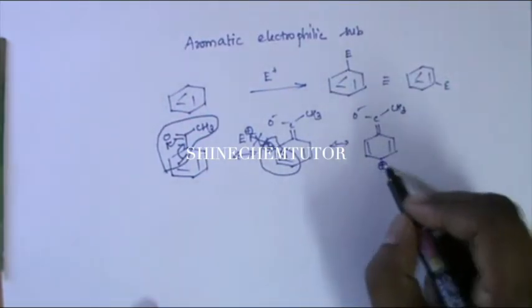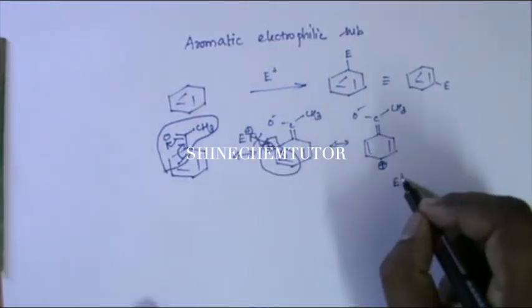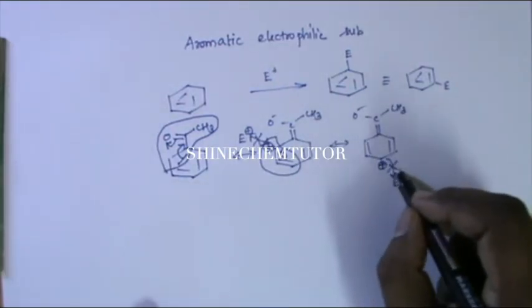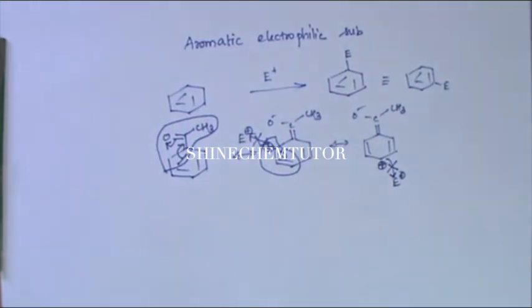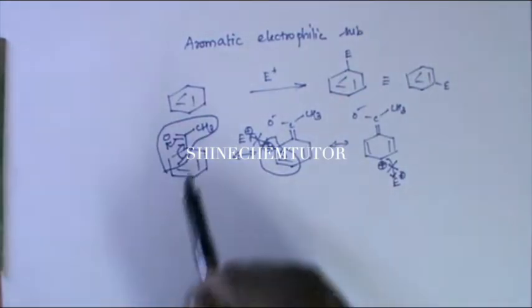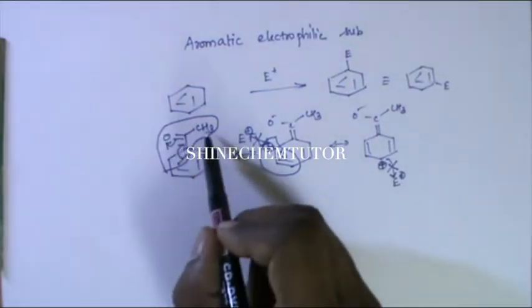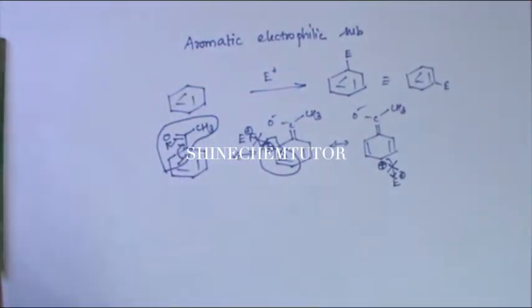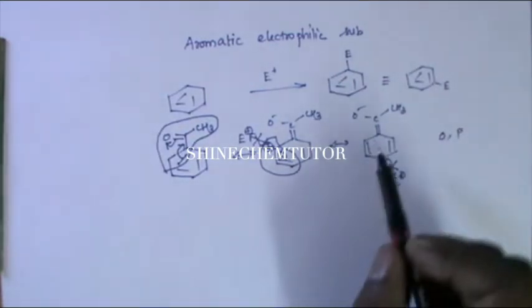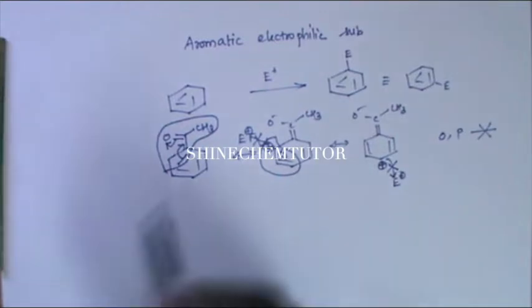Again, we get positive charge on the para position of the carbonyl group. So this position cannot attack an electrophile. So in the case of acetophenone, in which an electron withdrawing acetyl group is attached to benzene, the ortho and para carbons cannot react with an electrophile. So you will not get ortho and para substituted product in this case.